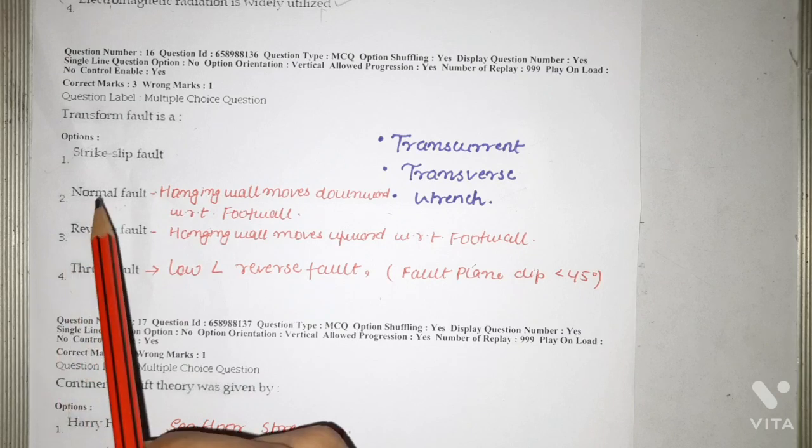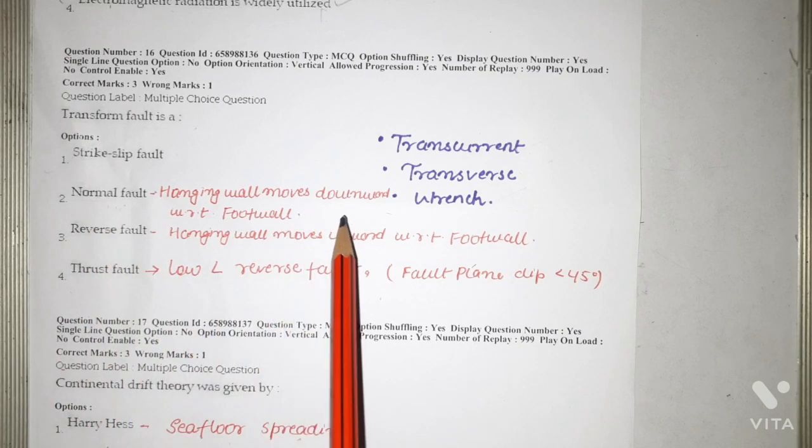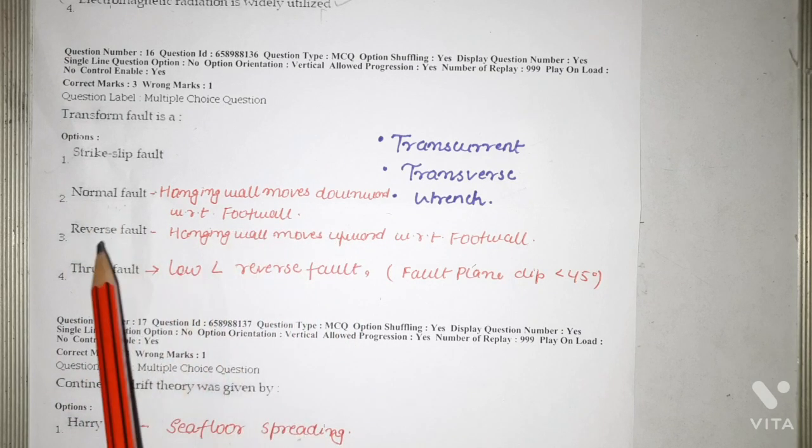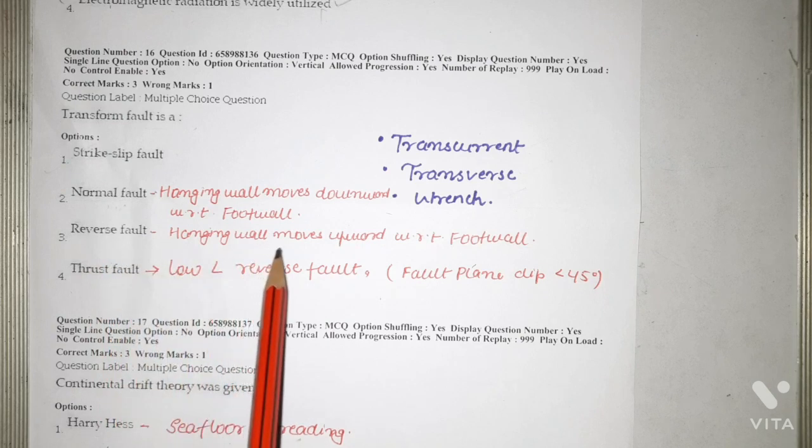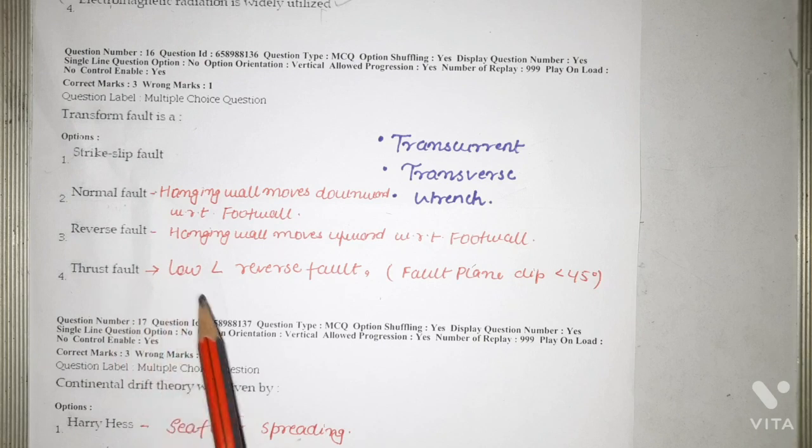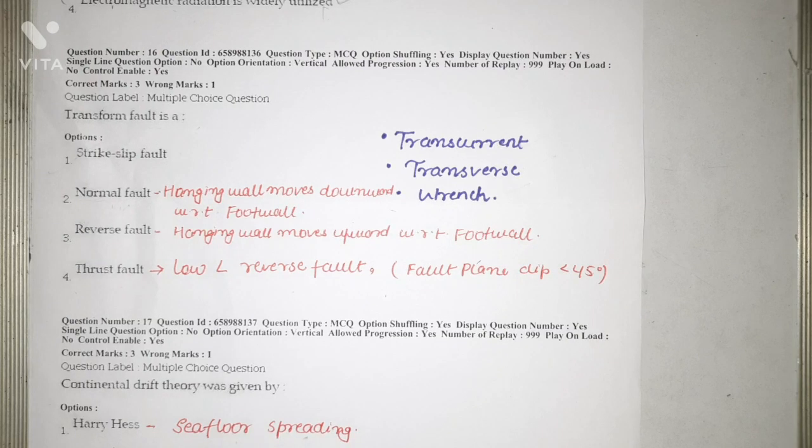In a normal fault, the hanging wall moves downward with respect to the footwall. In a reverse fault, the hanging wall moves upward with respect to the footwall. Thrust faults are low angle reverse faults in which the fault plane is less than 45 degrees. In a strike slip fault, two blocks move transverse to each other. There is lateral movement, sliding past each other.